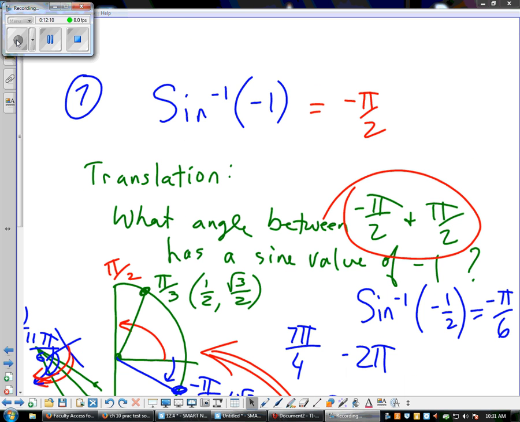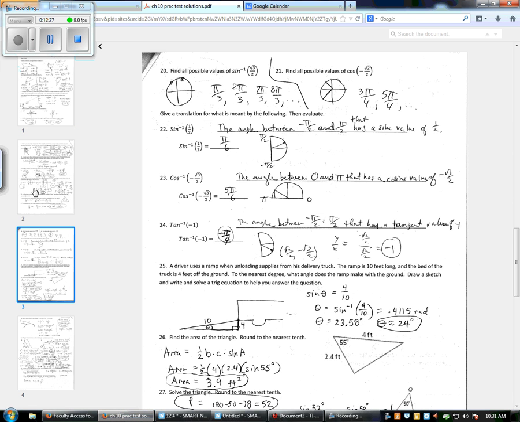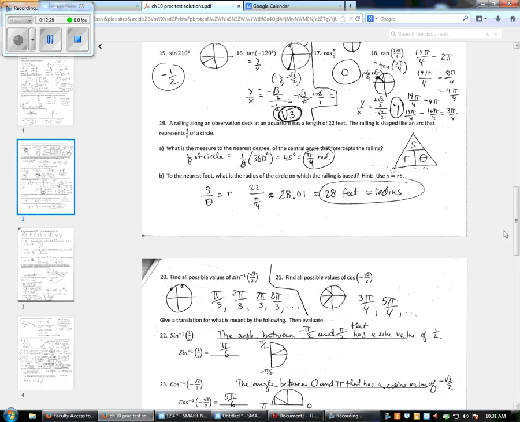Okay, so we are now going over some of the problems on the practice test. In particular, we're going over number 19. All right, so for number 19, number 19 is here.